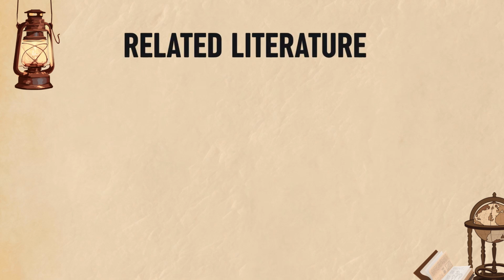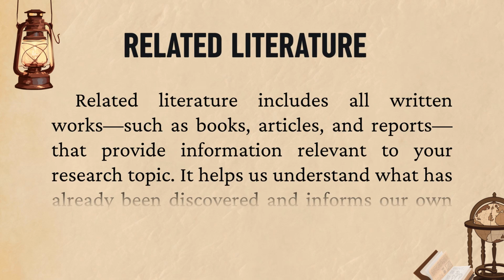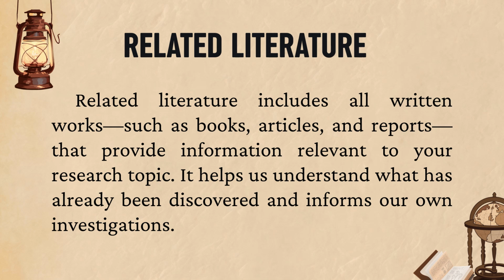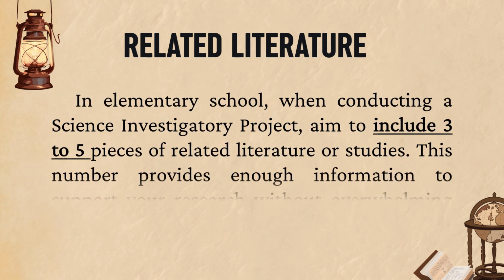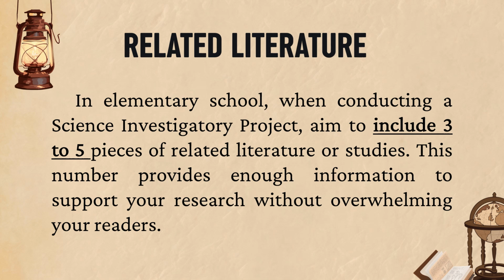Related literature. Related literature includes all written works, such as books, articles, and reports, that provide information relevant to your research topic. It helps us understand what has already been discovered and informs our own investigations. In elementary school, when conducting a science investigatory project, aim to include 3 to 5 pieces of related literature or studies. This number provides enough information to support your research without overwhelming your readers.